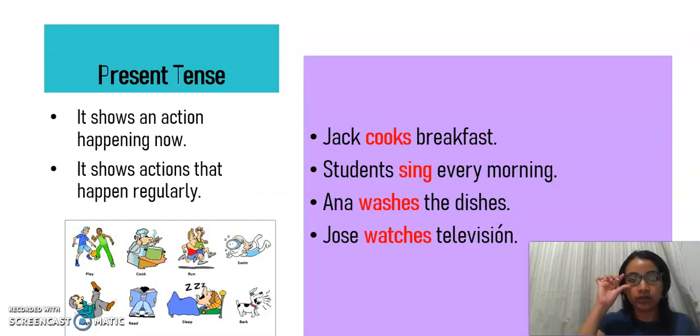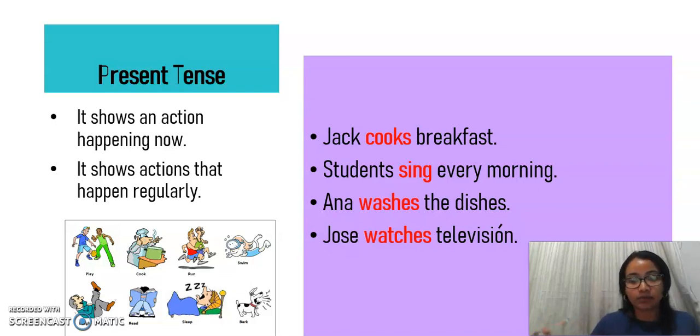We are going to start with the present tense, and it shows an action happening right now. For example, what are you doing right now? And it shows an action that happens regularly. For example, the things that you do every day. Take a shower, take breakfast, study. Those things that you do every day.